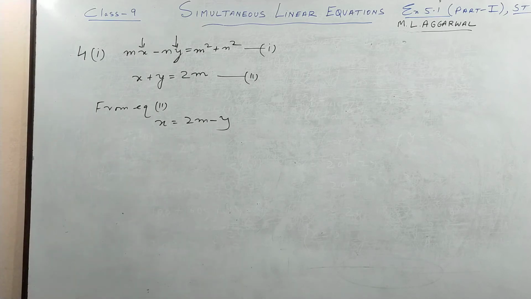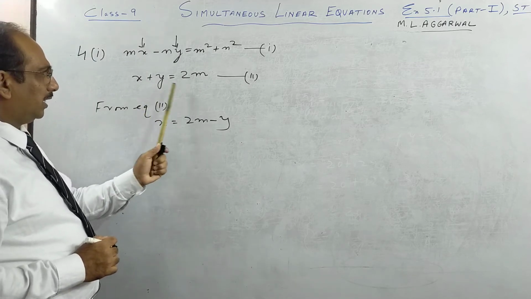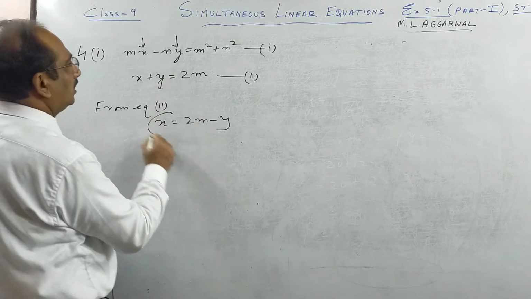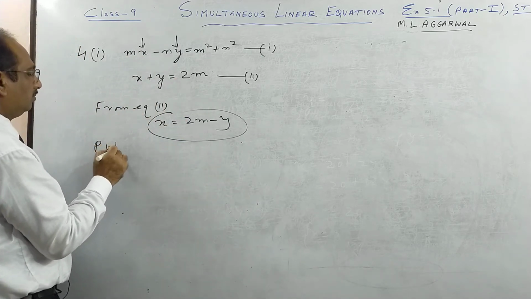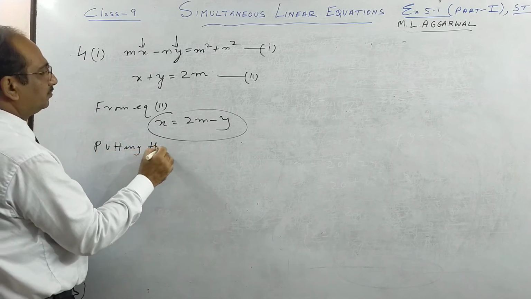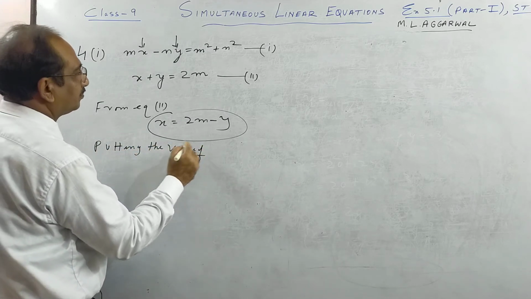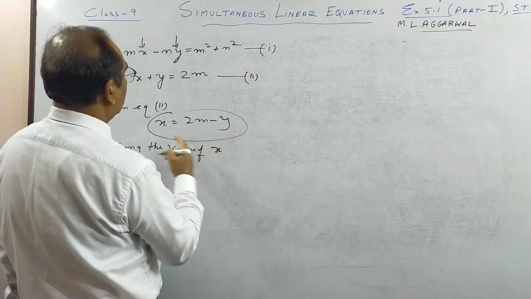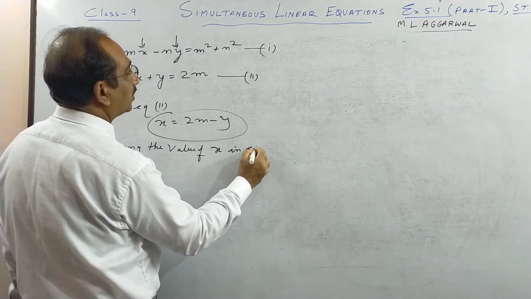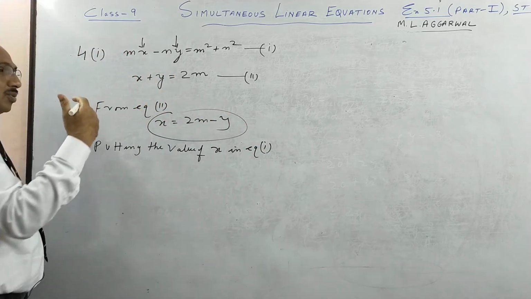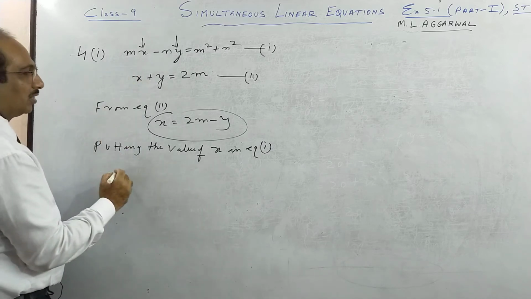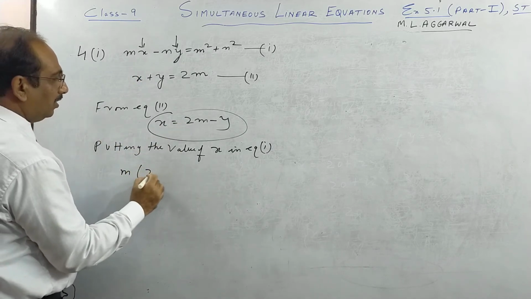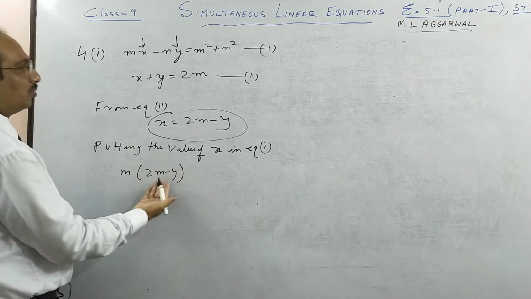So what you do, you take one of the things here, the easier equation, x is 2m minus y. Now this we will put in equation 1. So x we got from equation 2. Putting the value of x, that is from equation 2, in equation 1. See how we get. So here our solving skill is also checked, how we can solve. So x I'll write here 2m minus y. This is what is substitution.